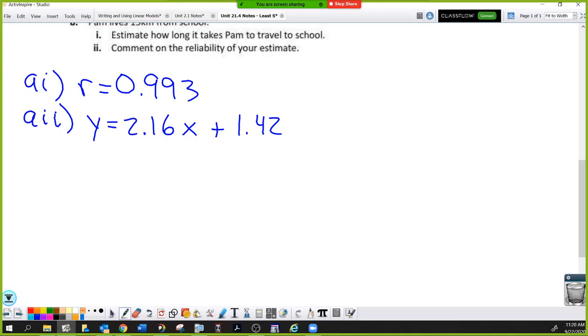Part B. Pam lives 15 kilometers from school. Estimate how long it takes Pam to travel to school. So for B1, kilometers is a distance which is an x. So you just drop 15 in for x. Y equals 2.16 times 15 plus 1.42. Showing that line right there would get you a mark. A student attempted to substitute into their equation. Even if your equation was wrong, you'd get a mark for showing that that's what you're supposed to do.